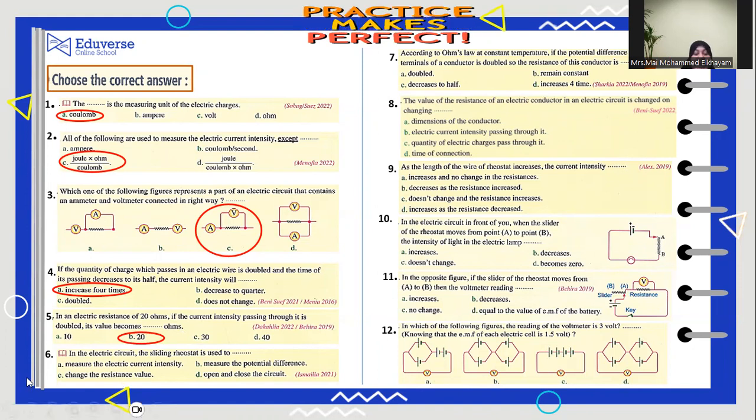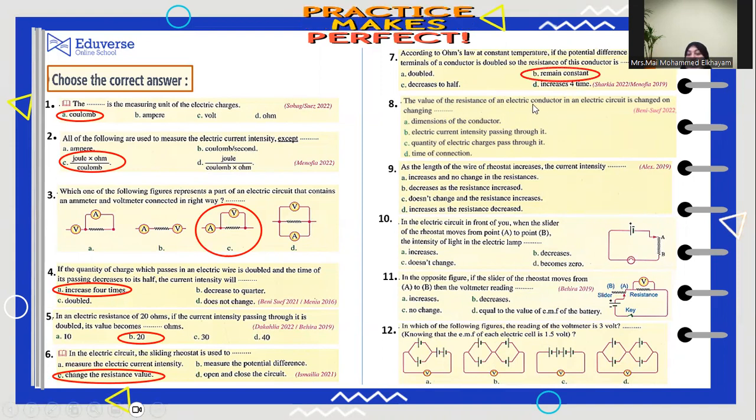Okay. Now, in the electric circuit, the sliding rheostat is used, for sure, to change the resistance value. You may say to control the current intensity and potential difference. Yes, by changing the resistance value, meaning increasing or decreasing the length of the resistance. Therefore, it will control the current intensity and potential difference. According to Ohm's law, at constant temperature, if the potential difference between the terminals of a conductor is doubled, the resistance of this conductor is, think about it. Again, the same question, it remains constant.